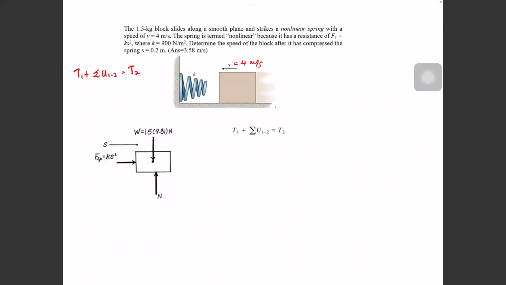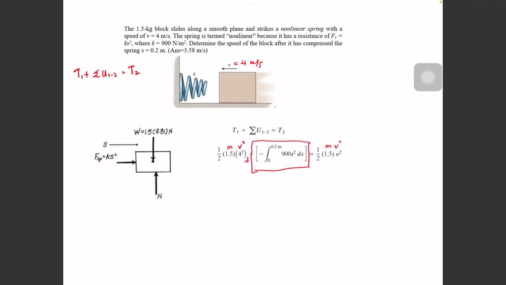What is T1? T1 is the kinetic energy, which is half mv squared, where m is the mass and v is the velocity. Then we have T2, which is half mv squared, with v final. The problem is here: this one is the work done by a spring.